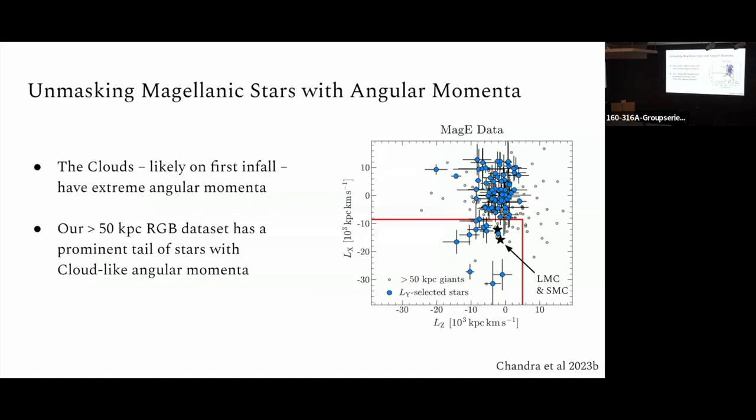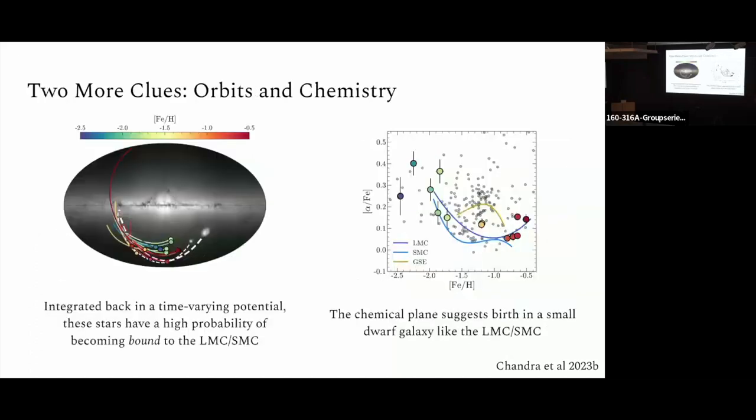And so when you plot our spectroscopic data set in this angular momentum space, we found that you actually do see this very prominent tail of stars that have very extreme angular momenta that match the clouds. And so this was really exciting, but on its own, of course, this isn't a smoking gun. This just tells you that you have some stars that seem to be moving in a manner that's similarly extreme to the clouds. And so we performed 2 more tests.